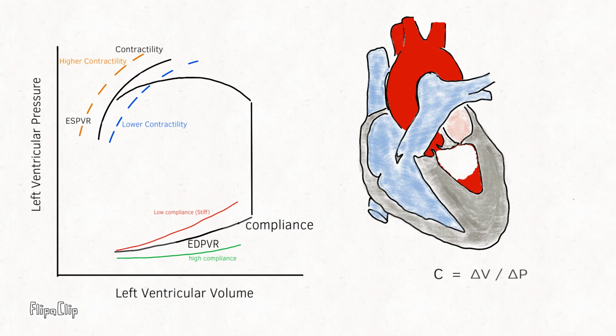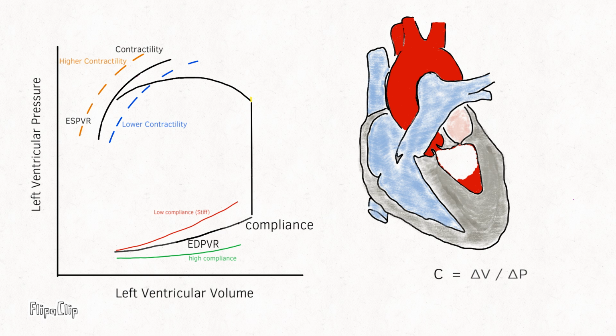Increased contractility occurs with sympathetic stimulation, such as during exercise, or with inotropic agents like dobutamine. Reduced contractility occurs in conditions such as systolic heart failure, myocardial ischemia, severe acidosis, and with negative inotropic medications such as beta blockers. Changes in afterload shift the end systolic operating point along the same ESPVR, provided contractility remains constant.